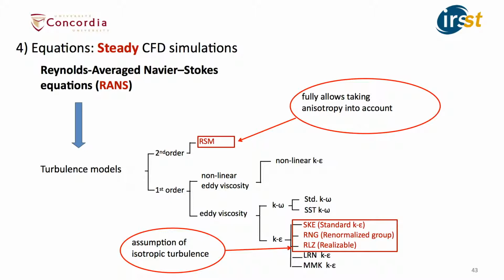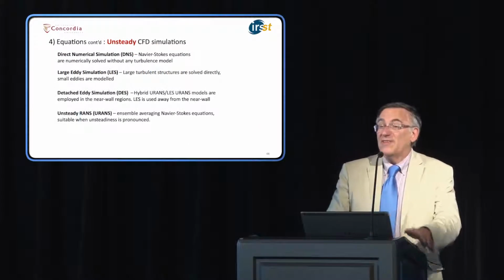If you remember from physics, isotropic phenomena, anisotropic. Well, all these models assume isotropic turbulence, isotropic phenomena. This one takes into account anisotropy, and anisotropy is closer to reality, so it's a little bit more accurate, but more expensive as well, right? I mean, you always pay a price for that. That was for the steady simulations.